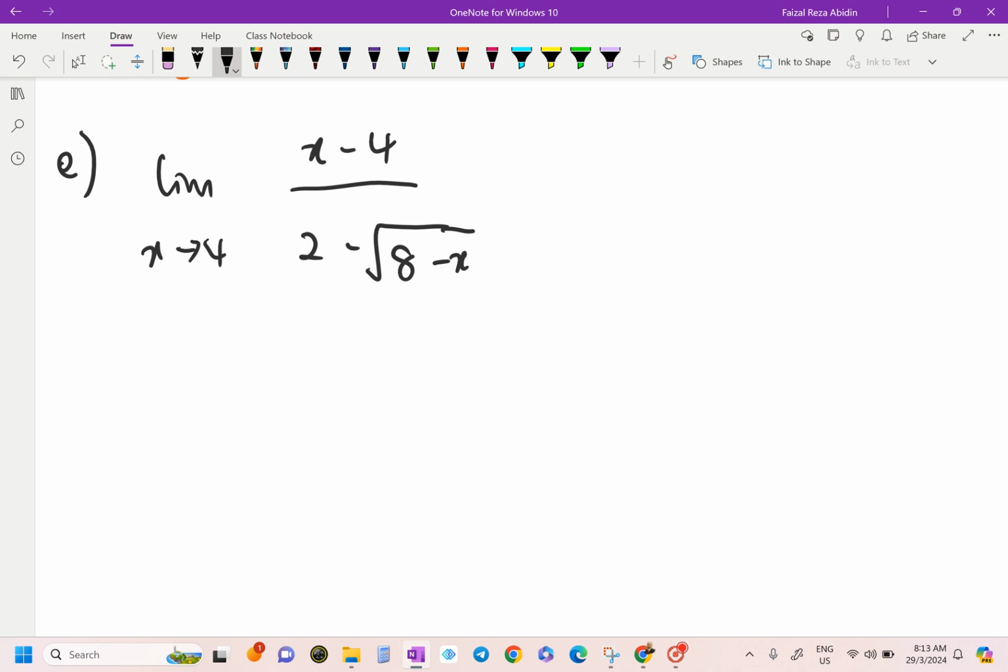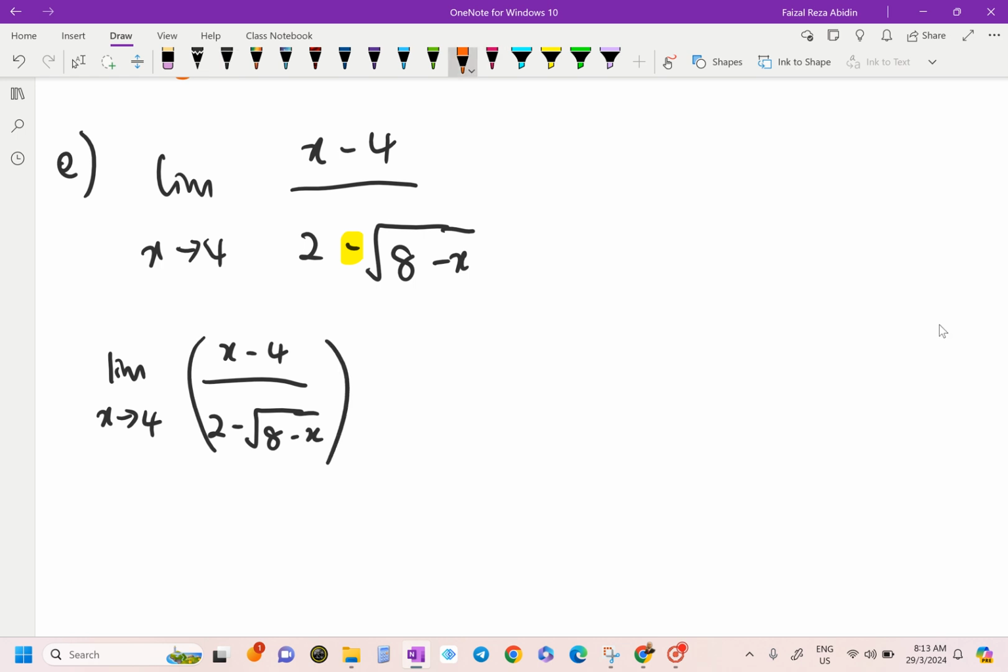So cannot directly substitute. What happened over here? Same as what we did just now. We are going to times over here with the same one, which is 2 plus the square root of 8 minus x over 2 plus the square root of 8 minus x.